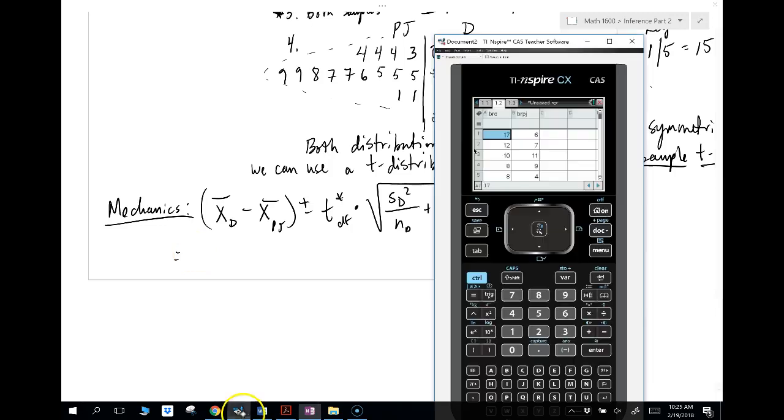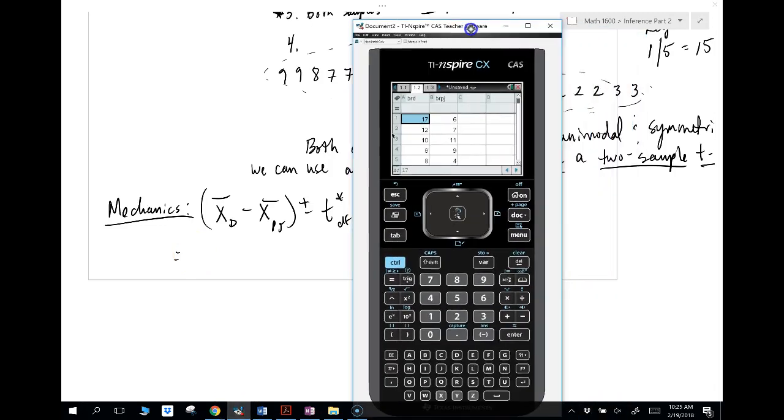Now, in order to do that, I need to go to my calculator. On my calculator here, I have put brand D and brand PJ in two lists in a spreadsheet. What I'm going to do here is hit menu, Statistics, and now to get the stat calculations, I can use one-variable statistics. But if I just do my confidence interval right away, using a two-sample t interval, it's going to give me all of the things I need to plug into my formula. So I'm going to do this right away. Two-sample t interval.